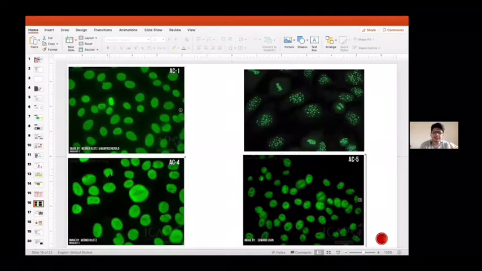Now if you see compared to this, it doesn't look that smooth. So it is not that homogeneous, but it looks very, very fine. So it's a fine speckle pattern. Now if you compare this AC4 to AC5, this image, it is very rough. So it is very coarse. So it's a coarse speckle pattern.